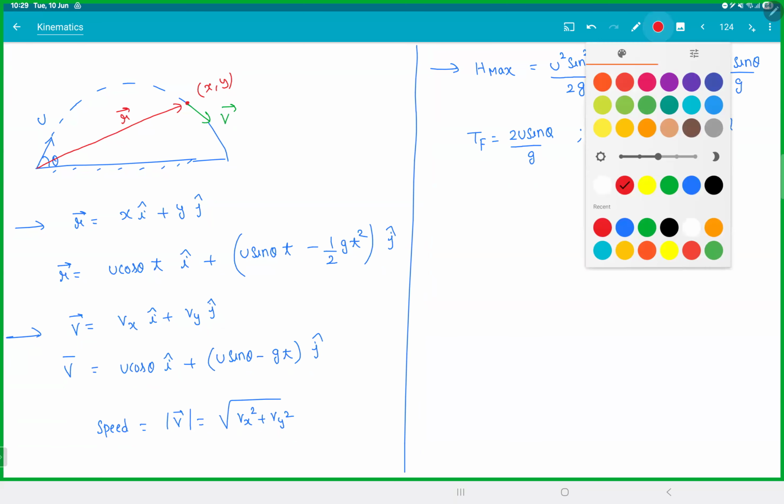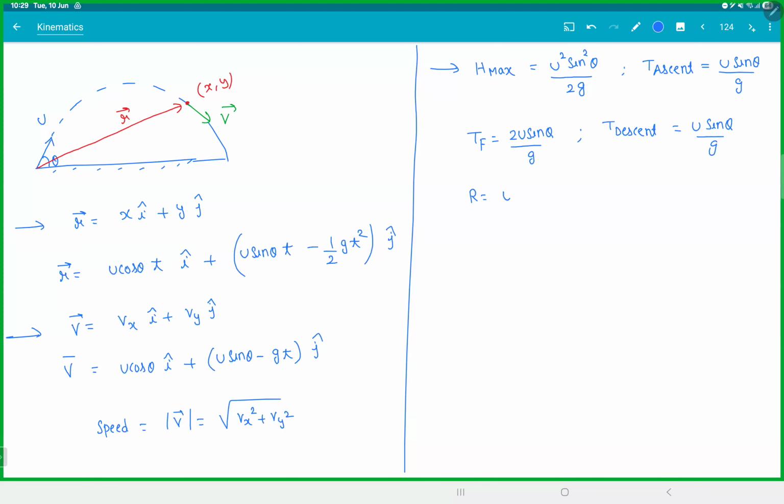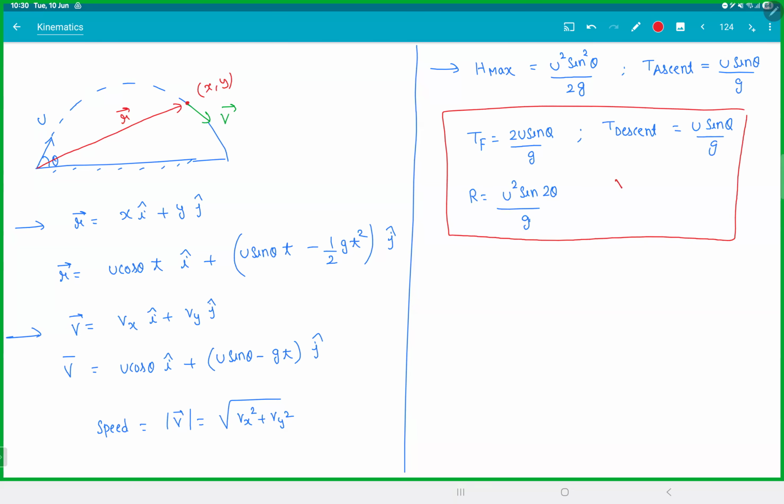Not only this, range also. Range is u square sine 2 theta by g. These three formulas are valid only if you come to the same level. If you're throwing from buildings, this won't work. We have to do them differently.